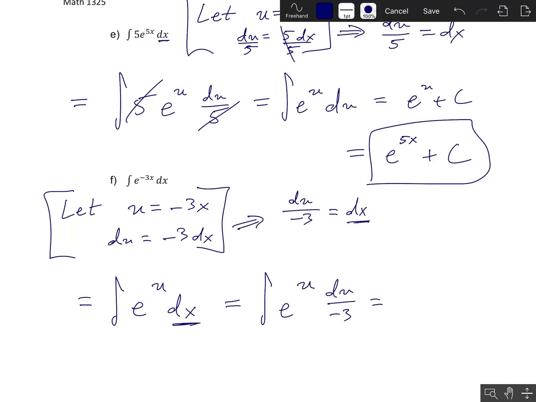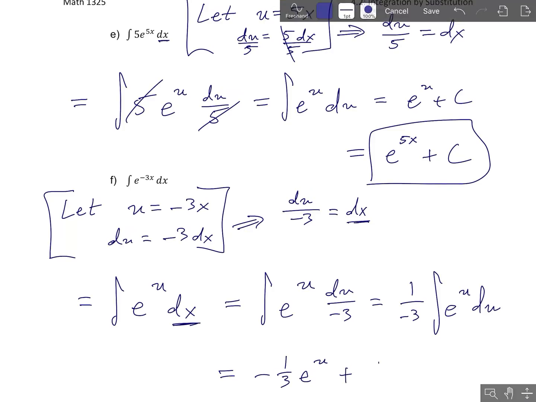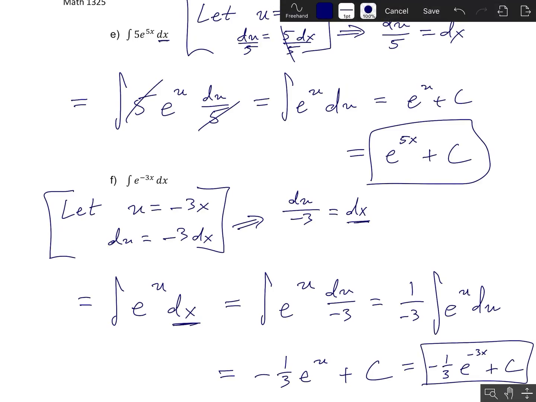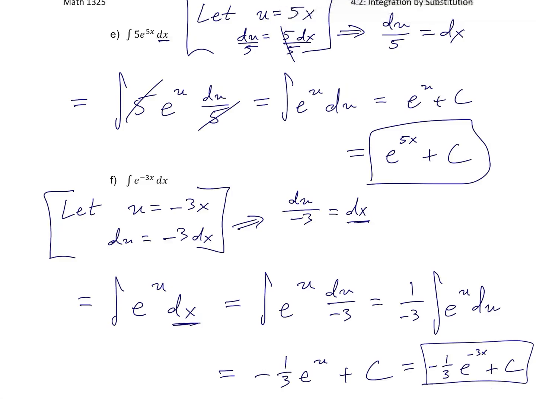And if you'd like, we can take that division by 3 outside of the integral because it is just a constant. So it's a multiplicative constant that we can factor out. And then we would get this integral. So that would give us a negative 1/3 e to the u after integrating plus a constant. And then for our final answer, remember all that we need to do is replace u with its original expression, which is a negative 3x, like that. So this would be our final answer for this problem.